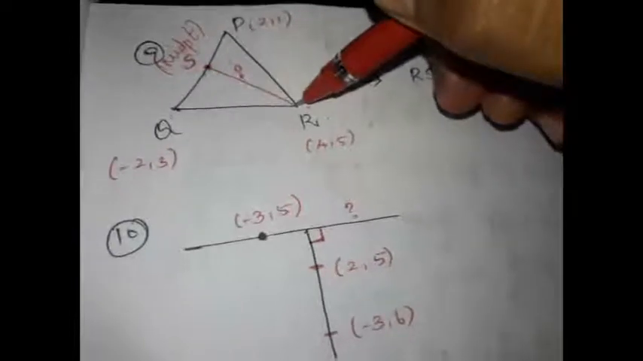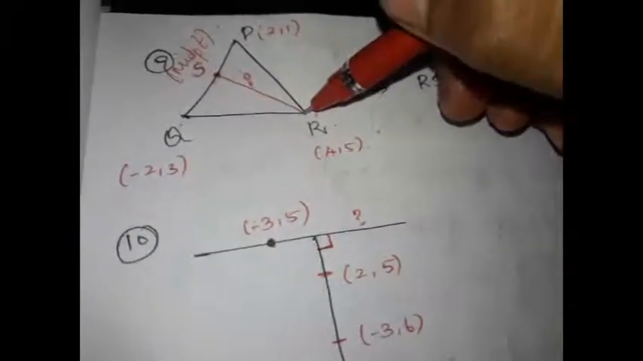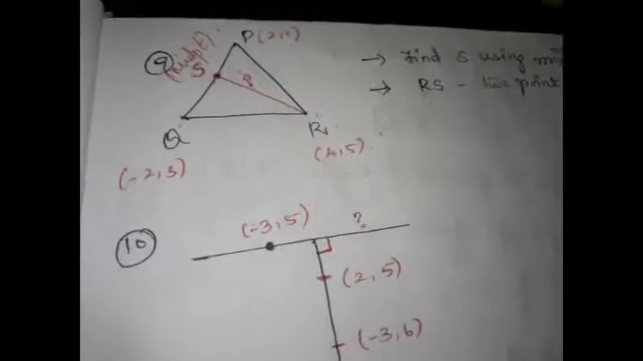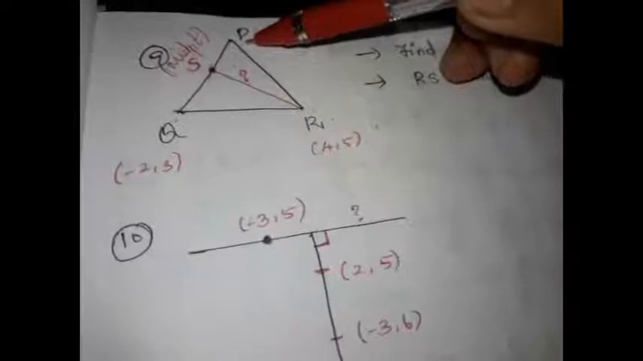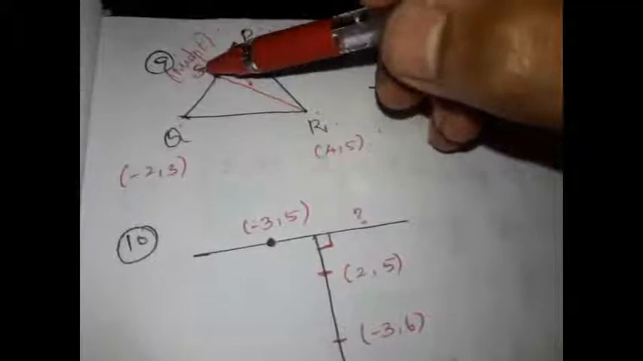If we want to find the equation of RS, what are all the things we need? We need either 1 point and slope, or 2 points, or a slope and an intercept. Likewise, it goes on. According to this problem, we know this is a midpoint. So, we can easily find the midpoint of PQ using the midpoint formula. What is the midpoint formula? (x1 plus x2) divided by 2, (y1 plus y2) divided by 2. We will get the coordinates of S.